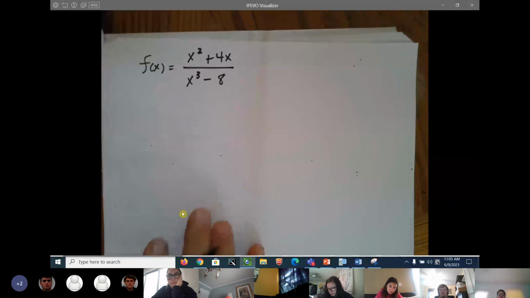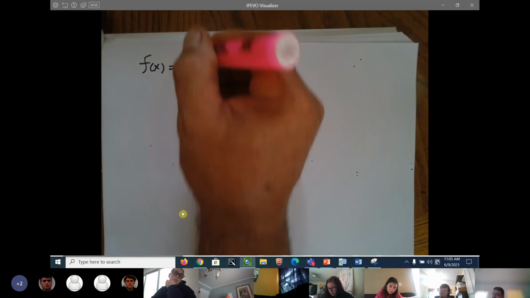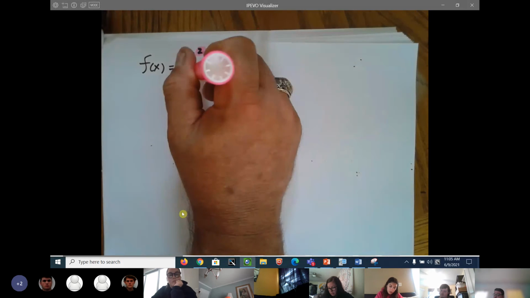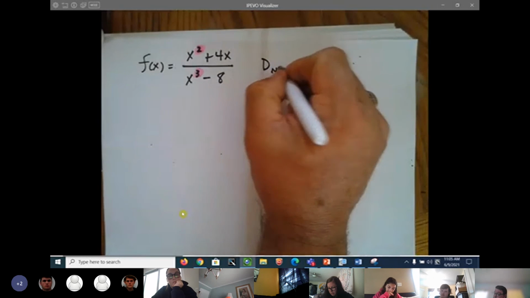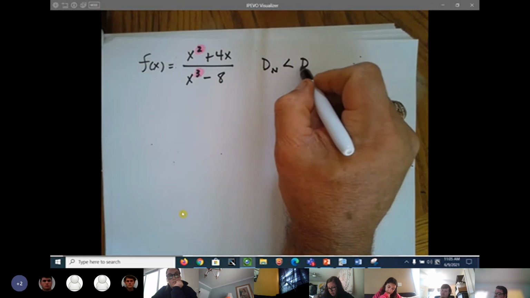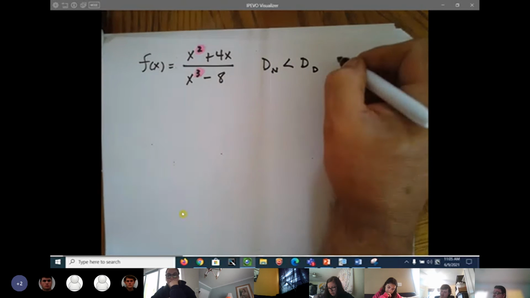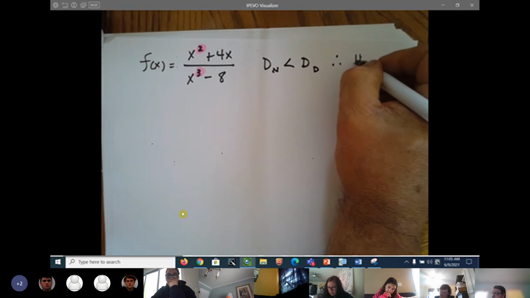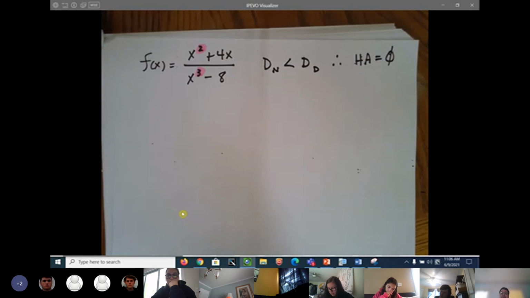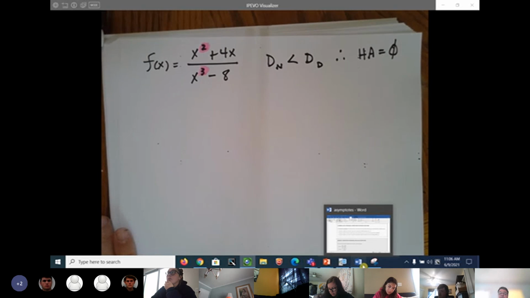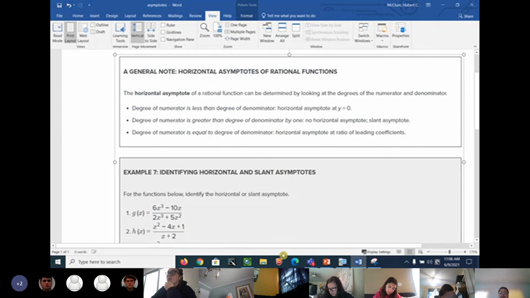So the degree of the numerator is less than the degree of the denominator. Let's look at the degrees. You got a degree of 2 in the numerator and a degree of 3 in the denominator. Therefore, your horizontal asymptote is equal to 0. So write that down however you want to write it down, or you can keep this for the test or whatever.